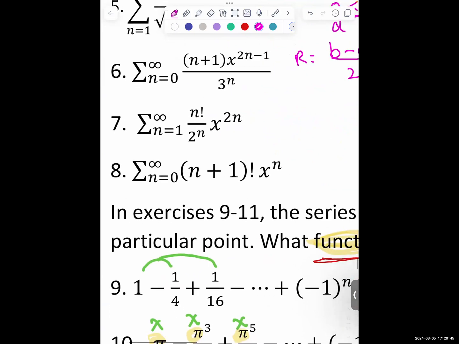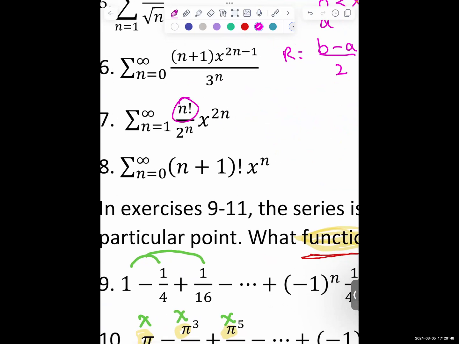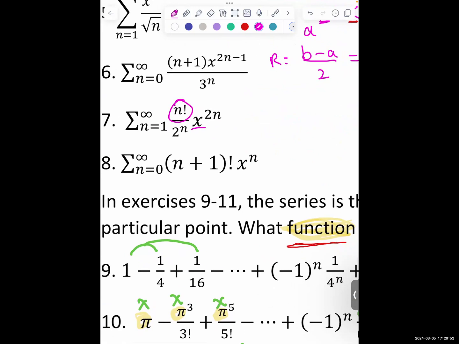Okay, so for number 7, we have a factorial. We have an x. I know that I can't do geometric series tests on this one because you've got factorials, and plus you've got n in the exponent here. Mainly because you have the factorial, you have to use the ratio test.